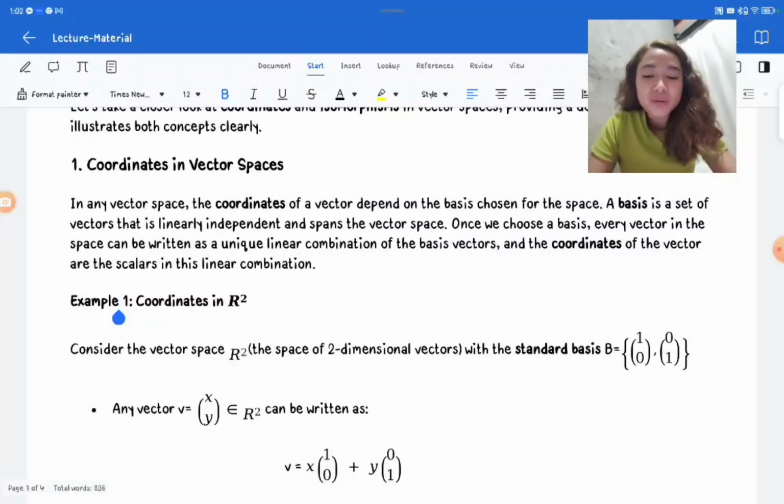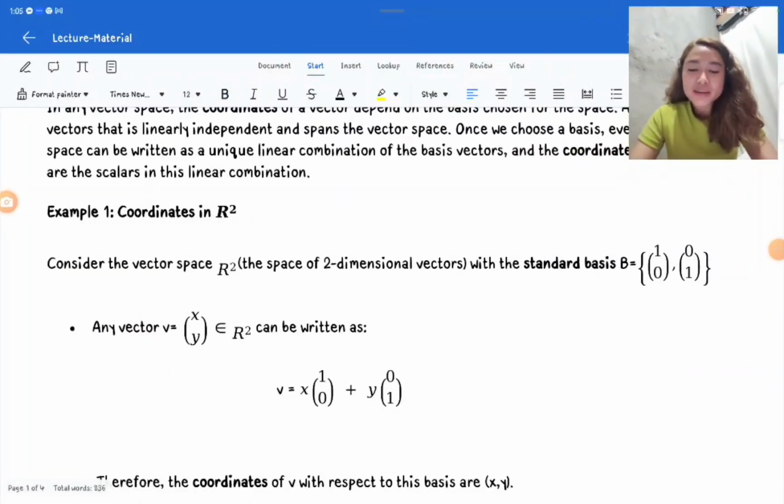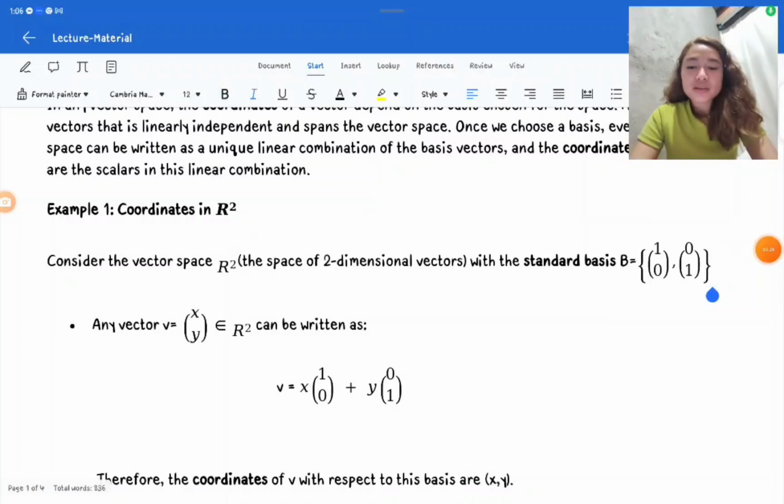In simple terms, coordinates tell us where a vector lies in space based on a chosen set of vectors called a basis. So consider the vector space R squared, which consists of all two-dimensional real vectors like (x, y), where x and y are real numbers. To understand coordinates, we need bases. A basis for a vector space is a set of vectors that are linearly independent and span the space.